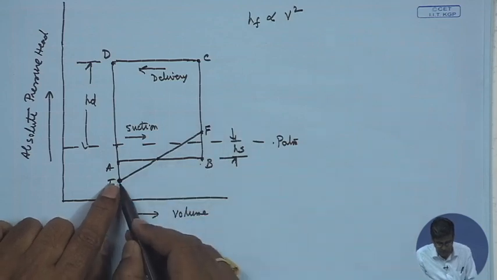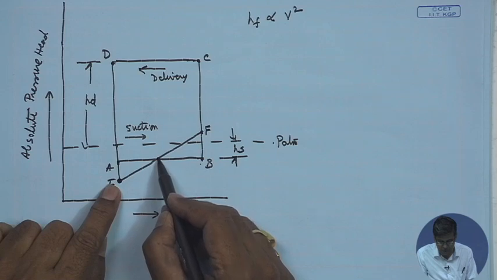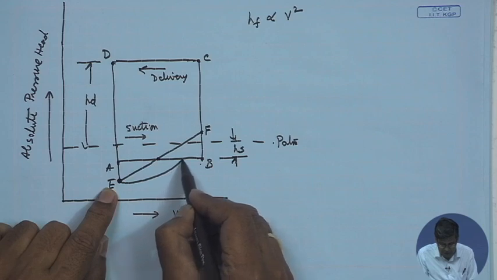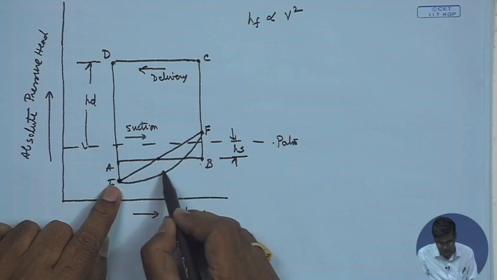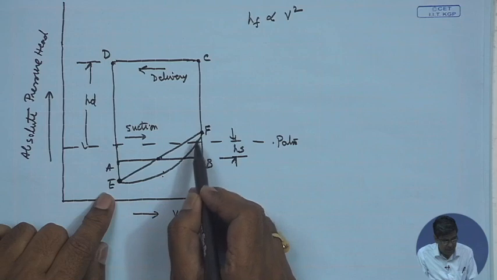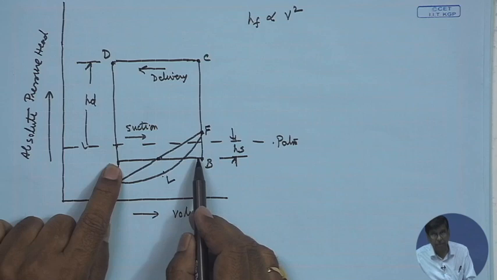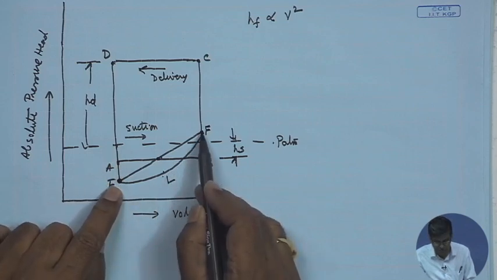So, at the dead center, that is the inner dead center position at the start of the suction stroke, this is 0. Again at the end this is 0, and here the velocity is maximum, so the loss is maximum here. If you take care of this parabolic law of the losses and its variation with the flow velocity, which is 0 at the two dead centers and maximum at the middle, we can modify this curve like this, ELF.